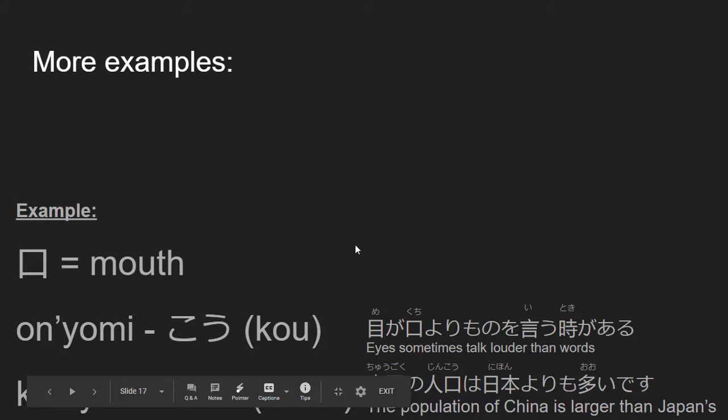When it's used with another word, here it's used with the kanji for human, as we just covered. "Chukoku no jinkou wa Nihon yorimo oi desu." So the population of China is larger than Japan's population. But you can see, because it's a word, it doesn't mean mouth, it means population. It's just funny, you can see there's people, and it's got the kanji for mouth, so that means there's a lot of mouths, that means there's a population of people.